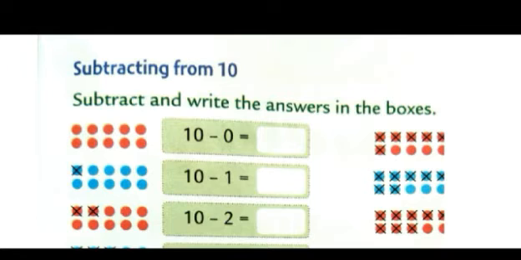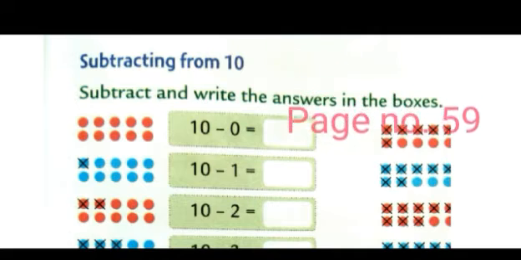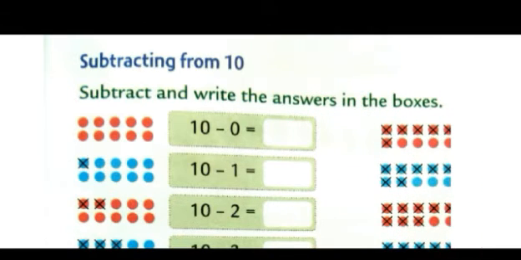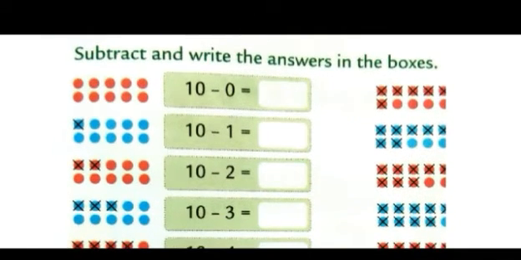Now scholars, we move on to the next page. Page number 59. Here we will see subtraction facts of 10. Subtract and write the answers in the boxes. Because this is subtraction fact of 10, here we are subtracting from 10. So all are having 10 dots.